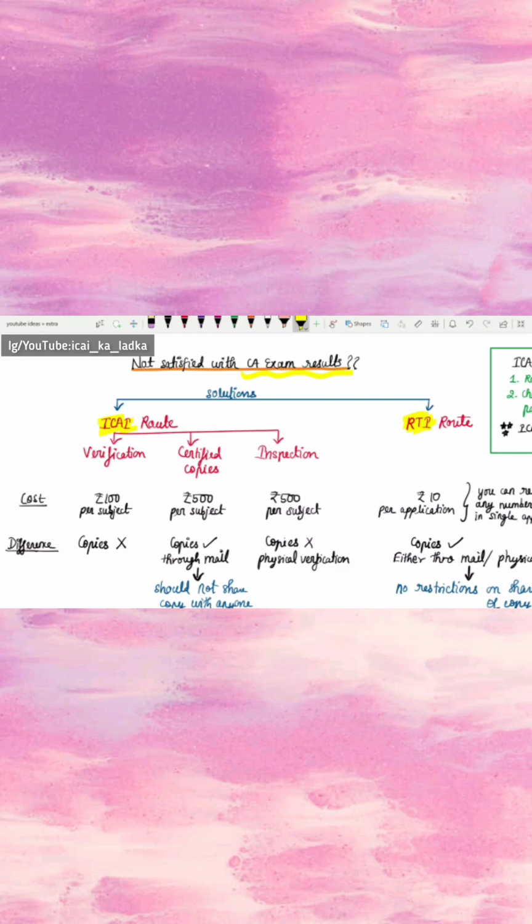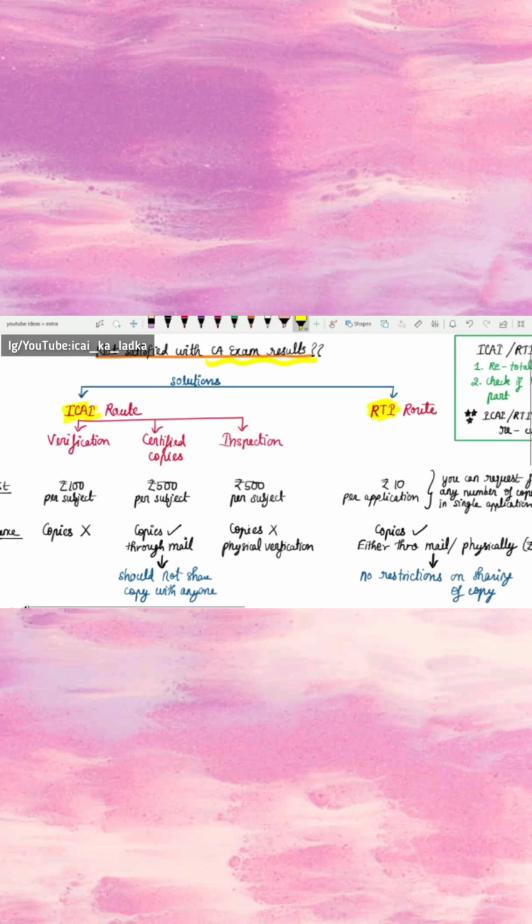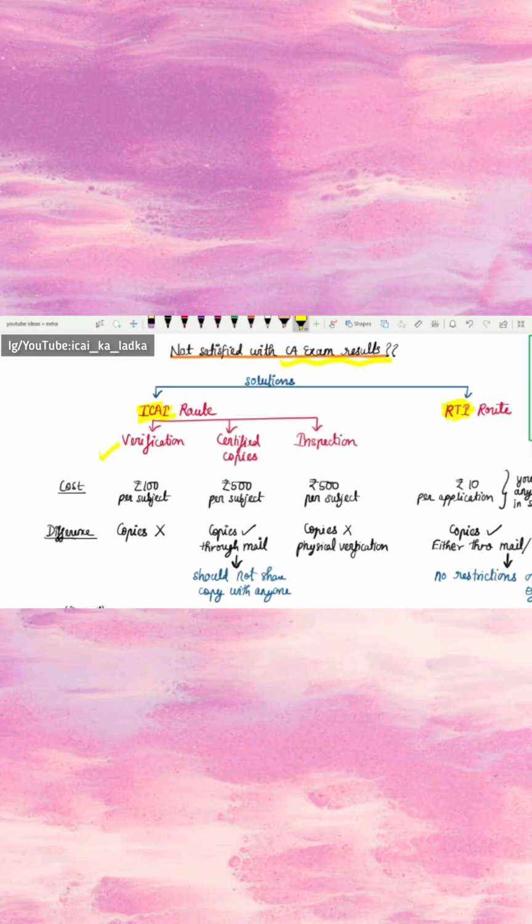When you go under the ICAI route, you get three options for seeing your answer sheet. One is verification of marks. The other is certified copies. The other method is inspection. Or then you can go with your RTI route. So possibly you have four options. Now I am going to explain one by one the differences between all of these. First, let's start with verification of marks.